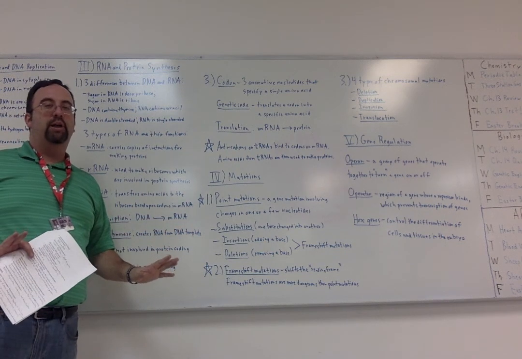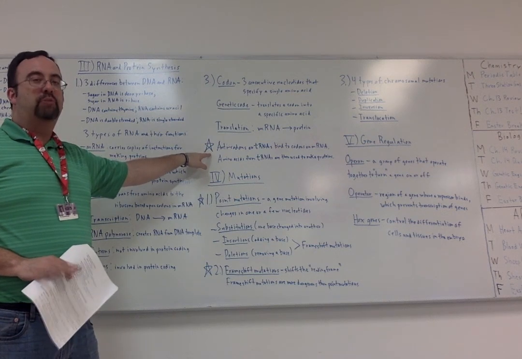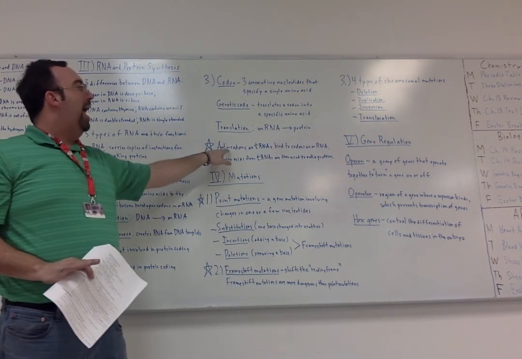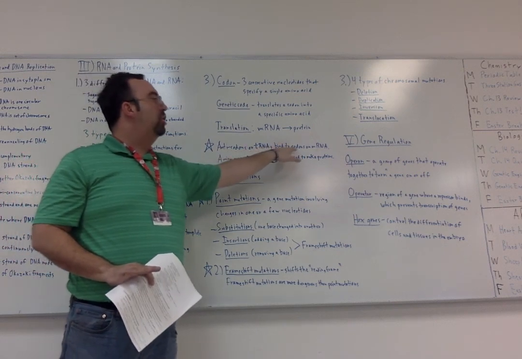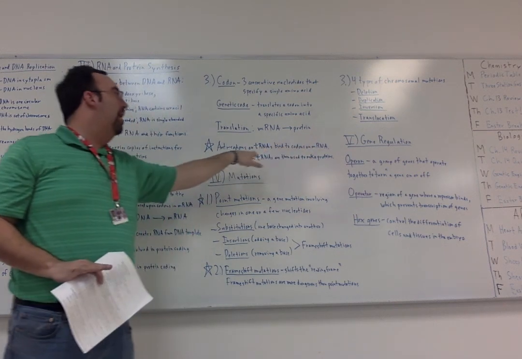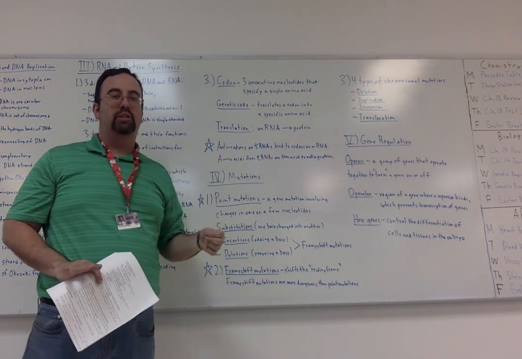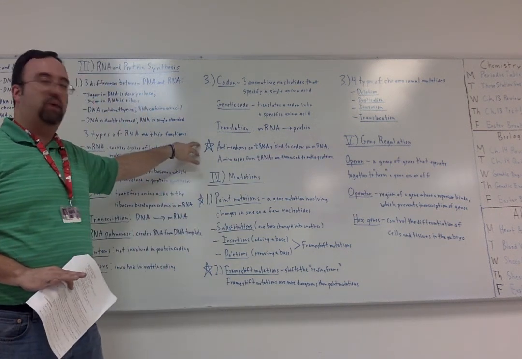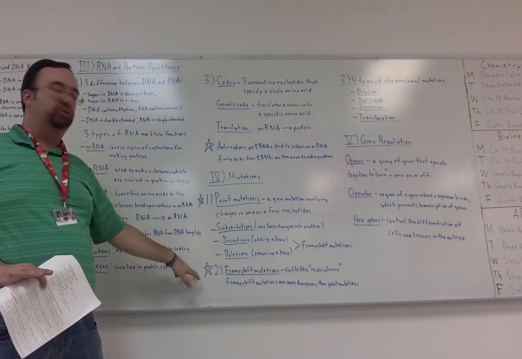I also wanted to point out, because I skipped over it, this is another short answer problem, so let me go back just for a second. Anticodons on tRNAs will bind to codons on the mRNA, and the amino acids from the tRNAs are then used to make proteins. And so this is one of the short answer questions. This is a short answer question, and this is the 4th and final short answer question.